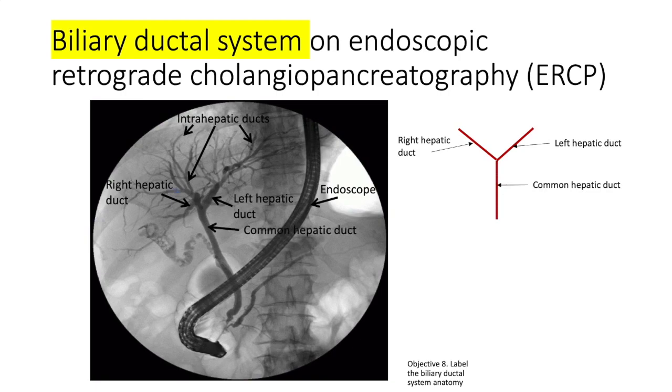It comes down to form the common hepatic duct. Here's our gallbladder. Remember, our cystic duct goes to it, and there's our cystic duct.